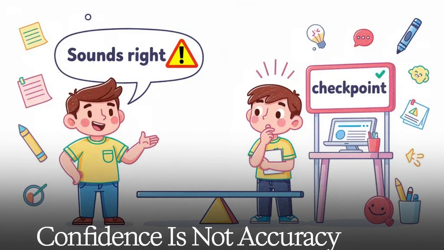Lesson 4. Confidence is not accuracy. AI outputs often sound confident, even when incorrect. That confidence comes from language patterns, not certainty. The model does not know when it's wrong. It cannot self-check unless you force that behavior through structure or validation. Treat confidence as a presentation style, not a quality signal.